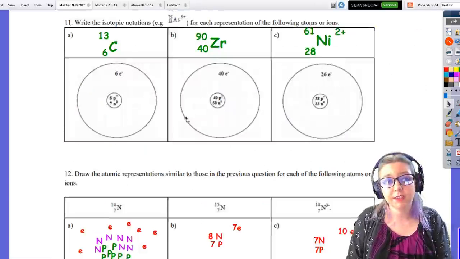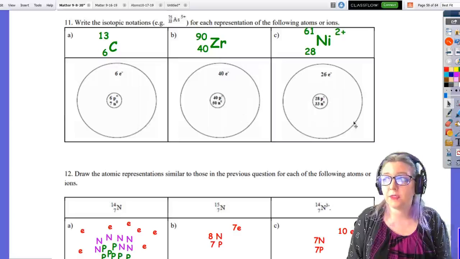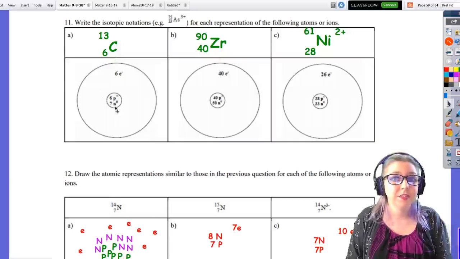Then you were writing your isotopic notations or your nuclide symbols for the following 3 atoms and ions. Here I have 6 protons, so my atomic number is 6. I have 6 protons and 7 neutrons, so my mass number is 13. I have 6 electrons and 6 protons, so I have no charge. Then I just need to look up my symbol, so element number 6 is carbon with a capital C.